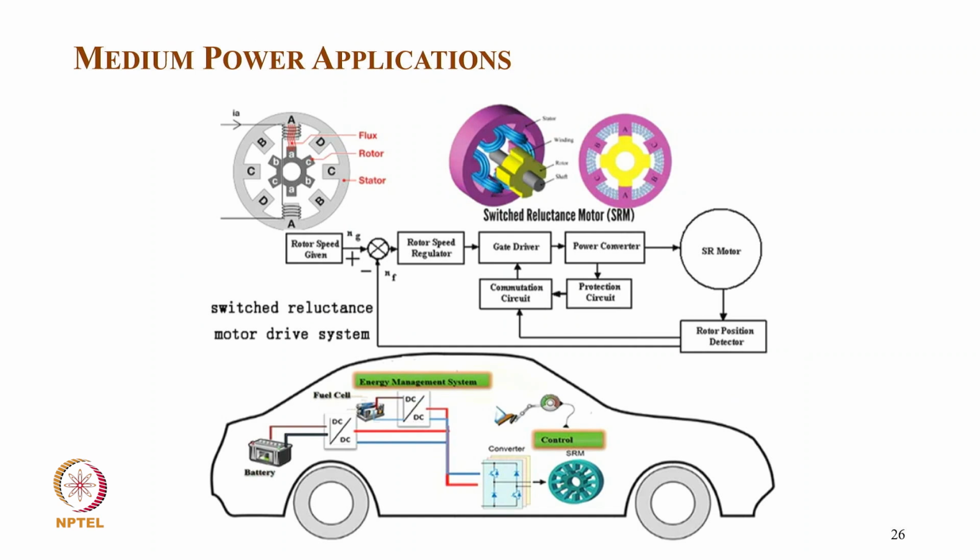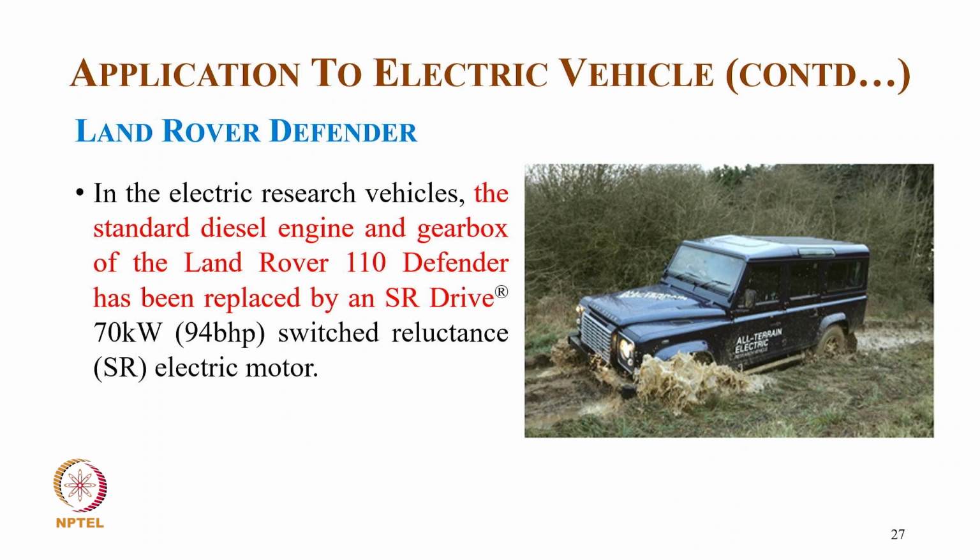So here we have a medium power switched reluctance motor drive system, as you can see here, and we have the control of the speed. We have a given speed, then a rotor speed regulator, then the power converter, and then we have feedback for the commutation as well as for protection purposes. You can see how it is placed in a typical 4-wheeler car with the battery to DC converter, then we have a typical converter for SRM type as well as typically from the fuel cell.